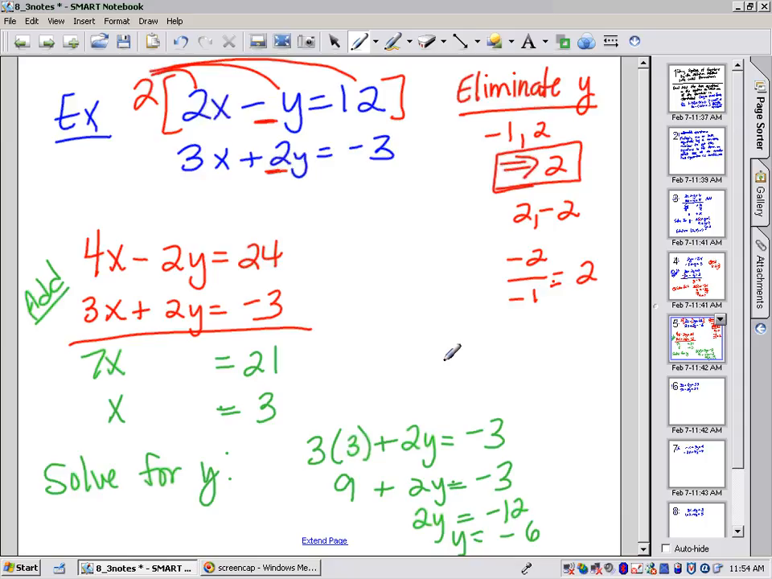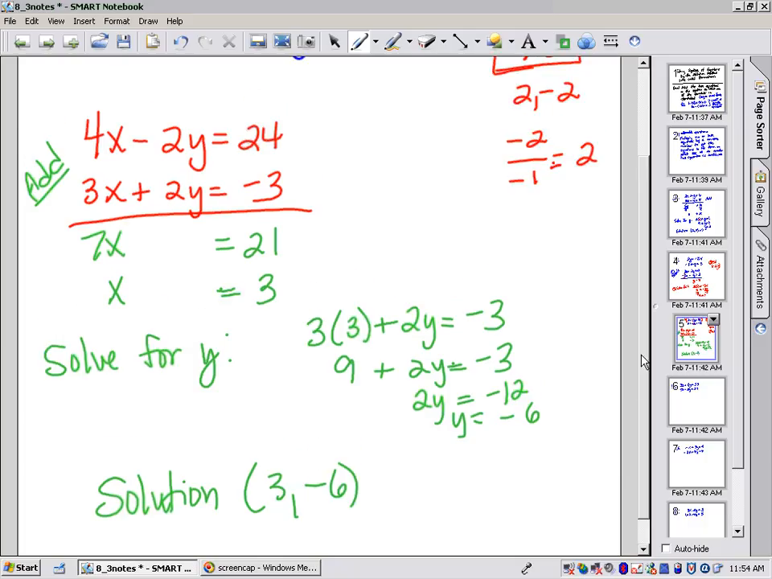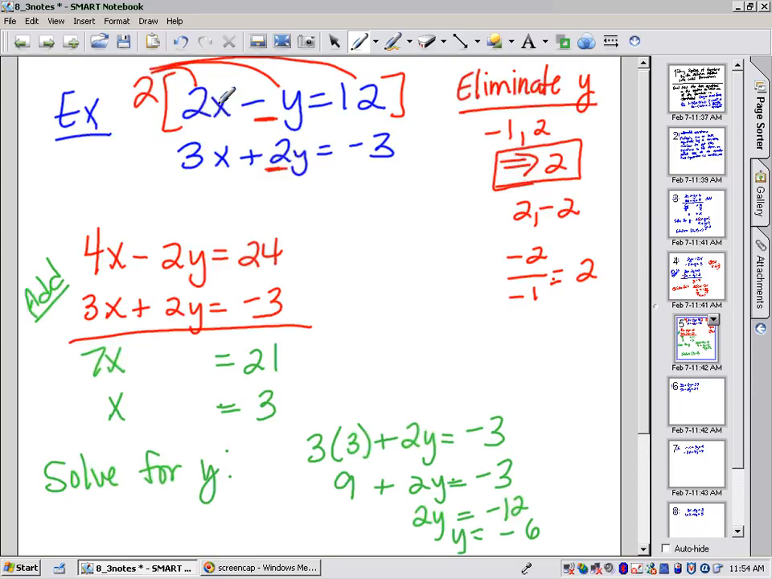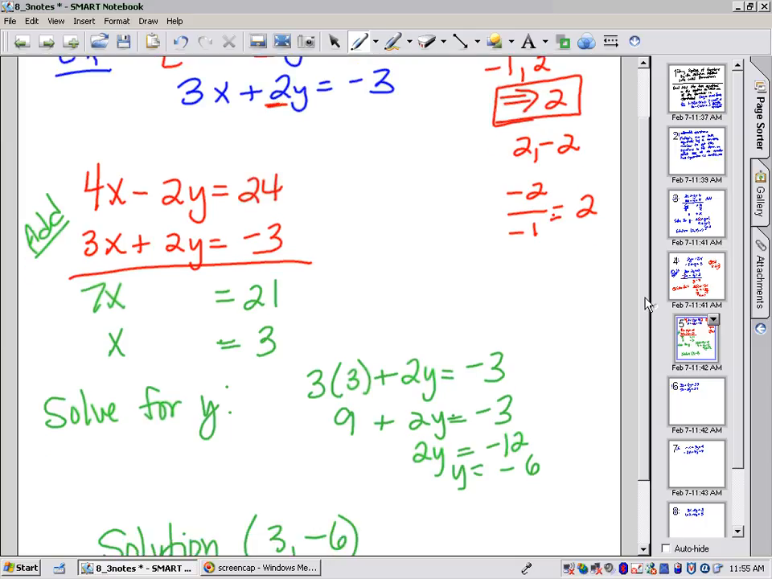So our solution is the ordered pair (3, negative 6). Now I can check, right? 2 times 3 is 6. Minus a negative 6 is positive 6, which equals 12. 3 times 3 is 9, I'm sorry. Plus 2 times negative 6 is negative 12. And 9 minus 12 is negative 3. So that solution checks. Okay?